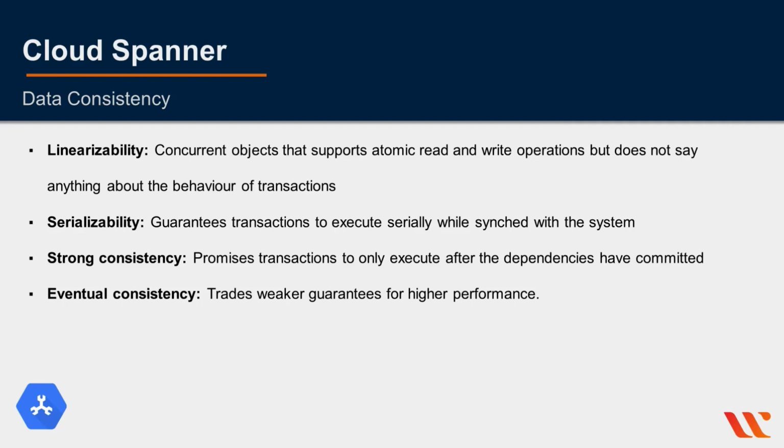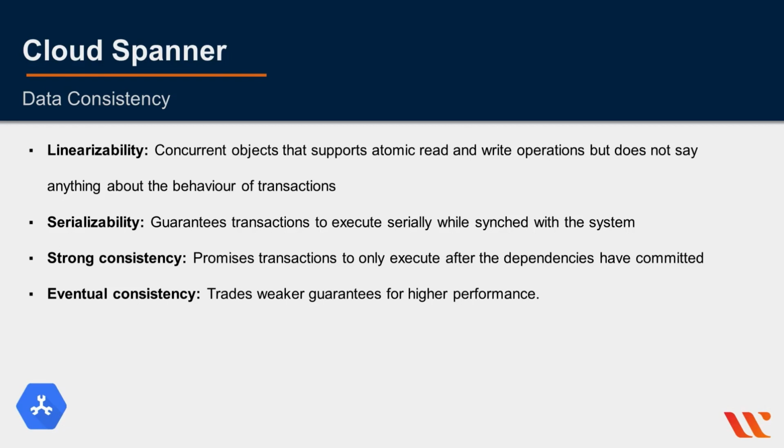Linearizability is a property of concurrent objects that supports atomic read and write operations, but does not say anything about the behavior of the transactions. Serializability guarantees transactions to execute serially while synchronized with the system. Strong consistency provides transactions to only execute after the dependencies have committed. Eventual consistency trades weaker guarantees for higher performance. This is problematic because it means that readers can observe the database in a state that it was never truly in.